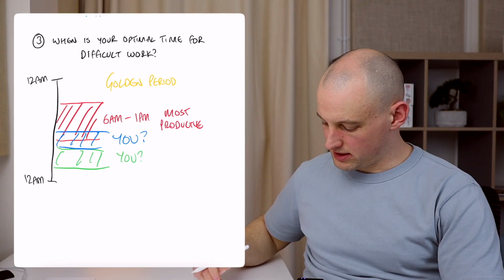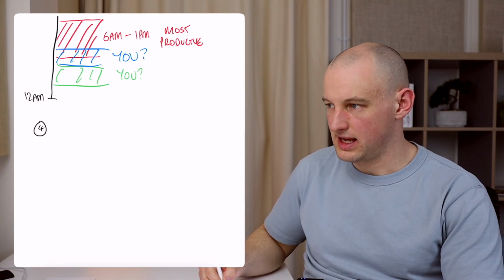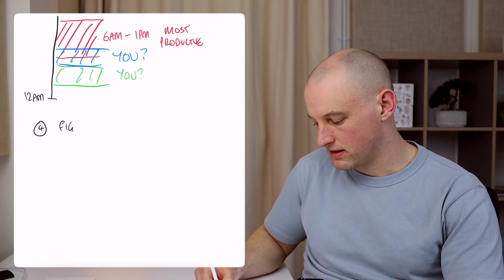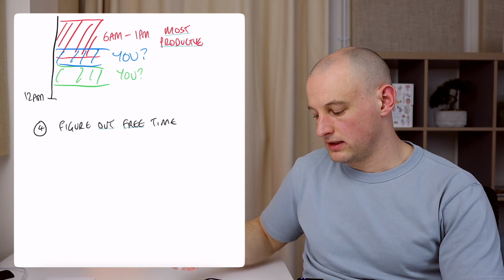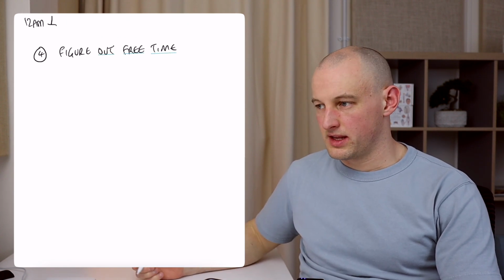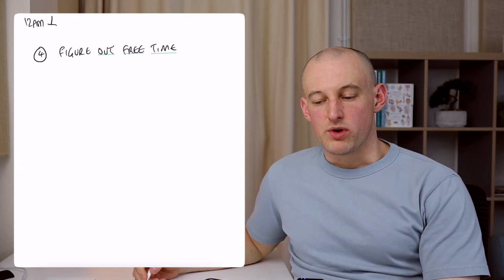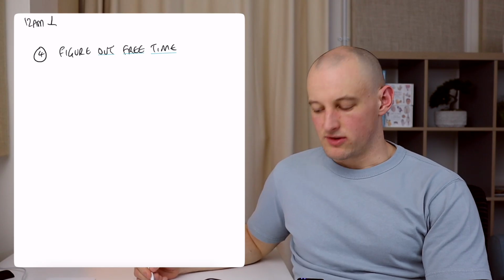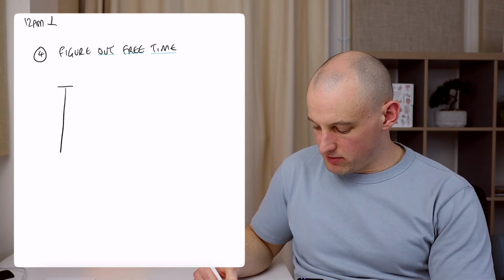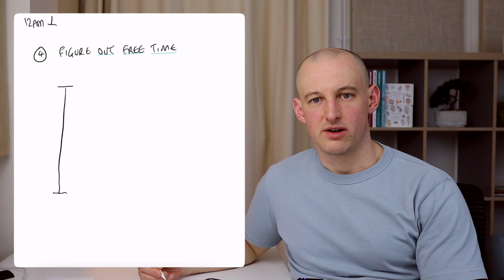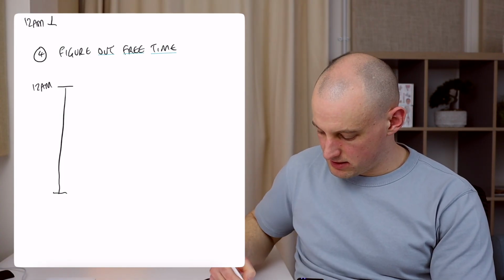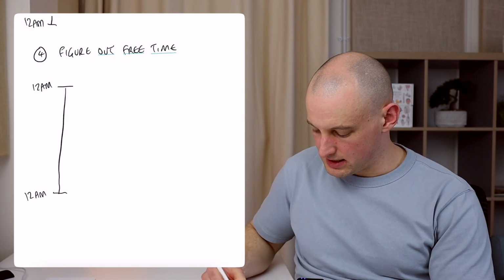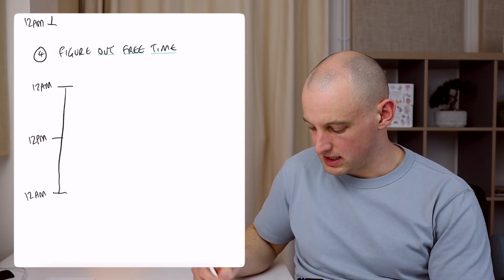Okay. So now number 4 is to figure out your free time. You will have lots of commitments in your day, particularly when you're working outside of trying to achieve your goals. So, let's say it's 12 a.m., 12 a.m., and this is 12 p.m., so this is midday.